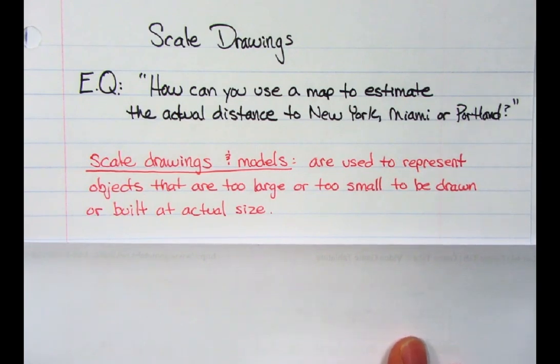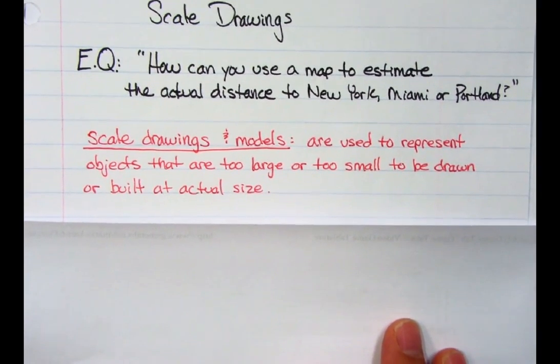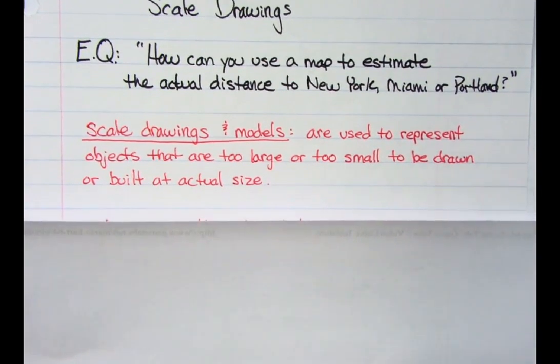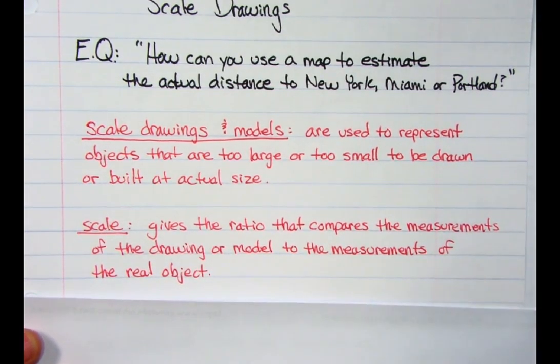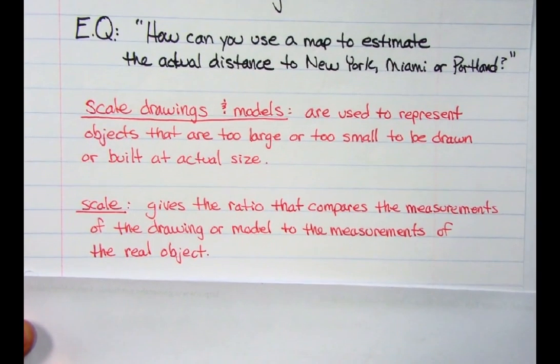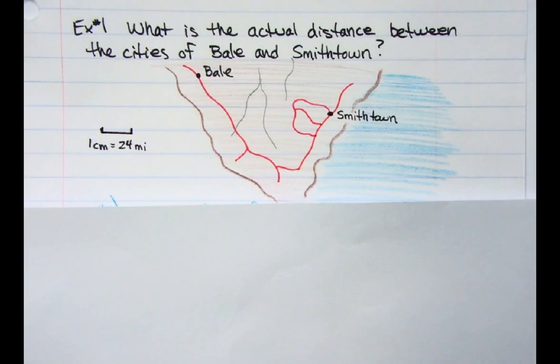So scale drawings and models are used to represent objects that are too large or too small to be drawn or built at actual size. And scale gives you the ratio that compares the measurements of the drawing or model to the measurements of the real object.